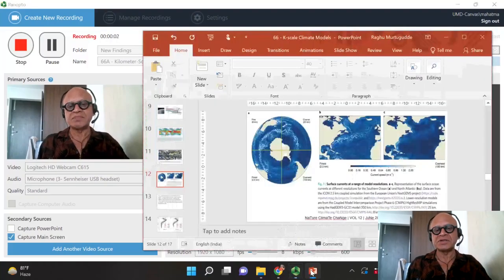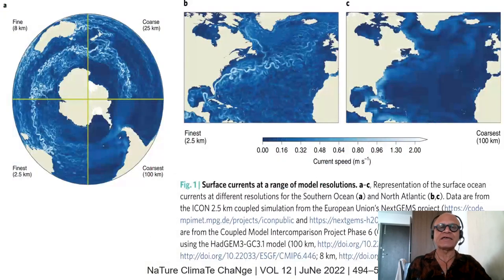There is a companion paper to the kilometer scale climate model that looks more specifically at the ocean modeling issues in terms of the resolutions needed and some of the issues that come up when you use lower resolution models based on computational limitations, resource limitations, and so on.